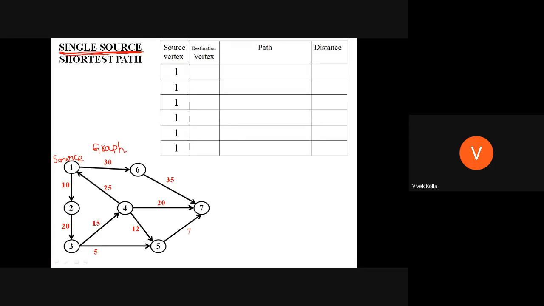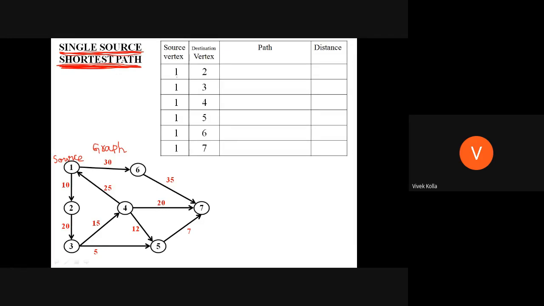Now, as the name itself indicates, shortest path. Single source means there is only one source vertex, and we assumed it is 1. Now shortest path, the name itself indicates that you have to find out the shortest path from the source vertex, which is 1, to the remaining vertices. The remaining vertices are 2, 3, 4, 5, 6, 7. All those vertices are the remaining vertices, the destination vertices. I think the problem is clear.